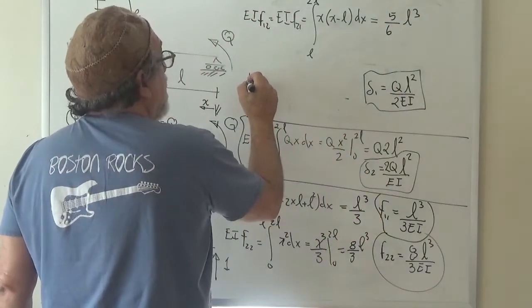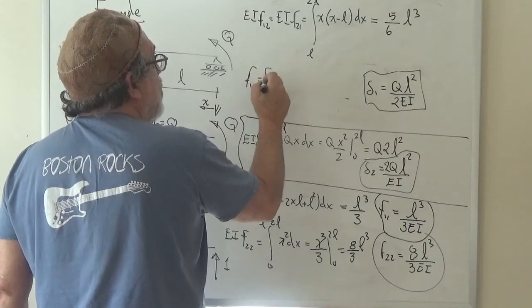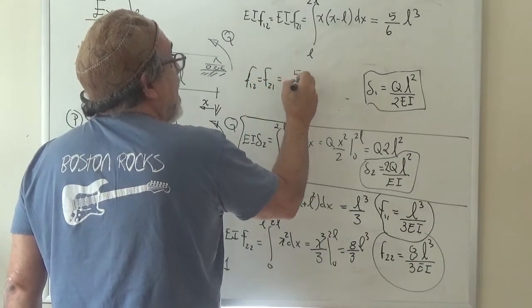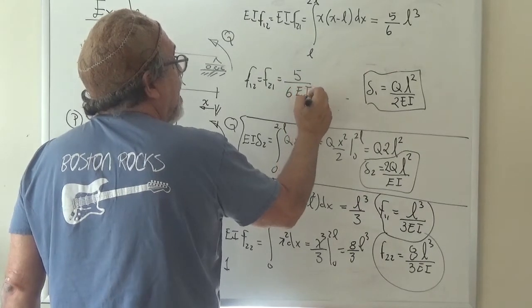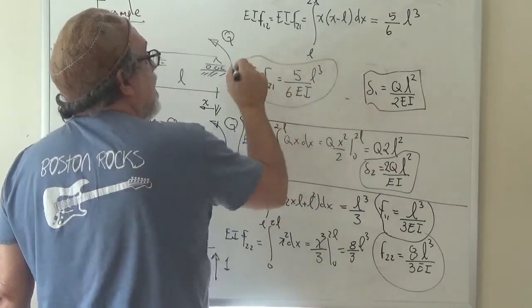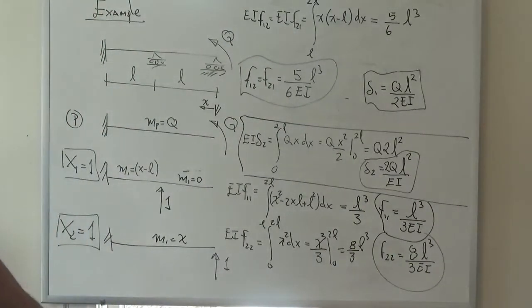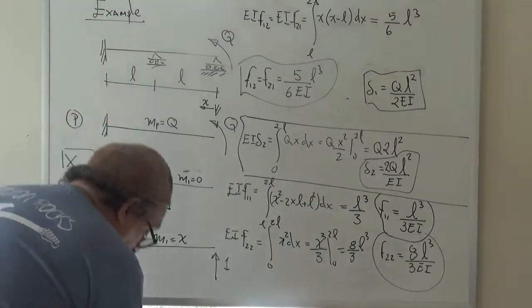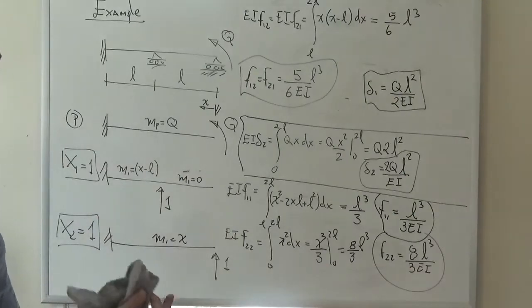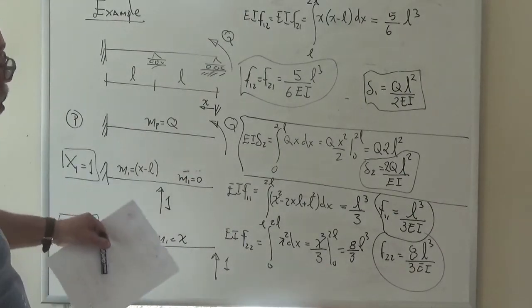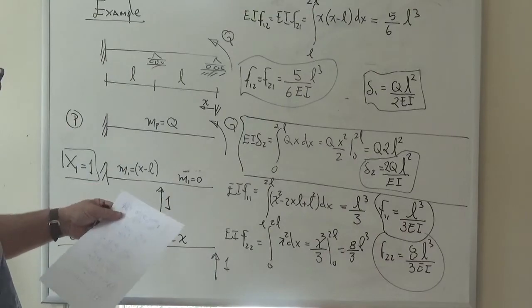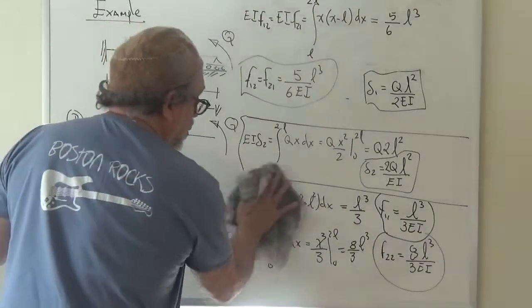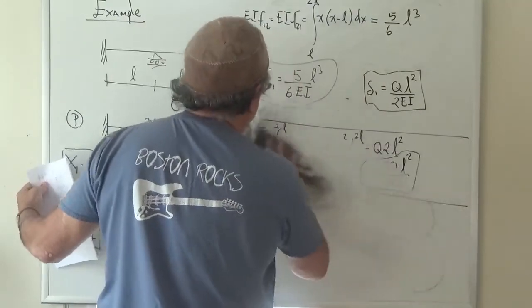And therefore, F12 equals F21 equals 5/6 over EI L cubed. And now we have everything. Okay? So, at this point, we're done, at least with the calculation of the deformations. And I want to keep these sketches here all the time, so I'm going to erase these things. I know what the values are, and so I'm just going to put them in matrix form.